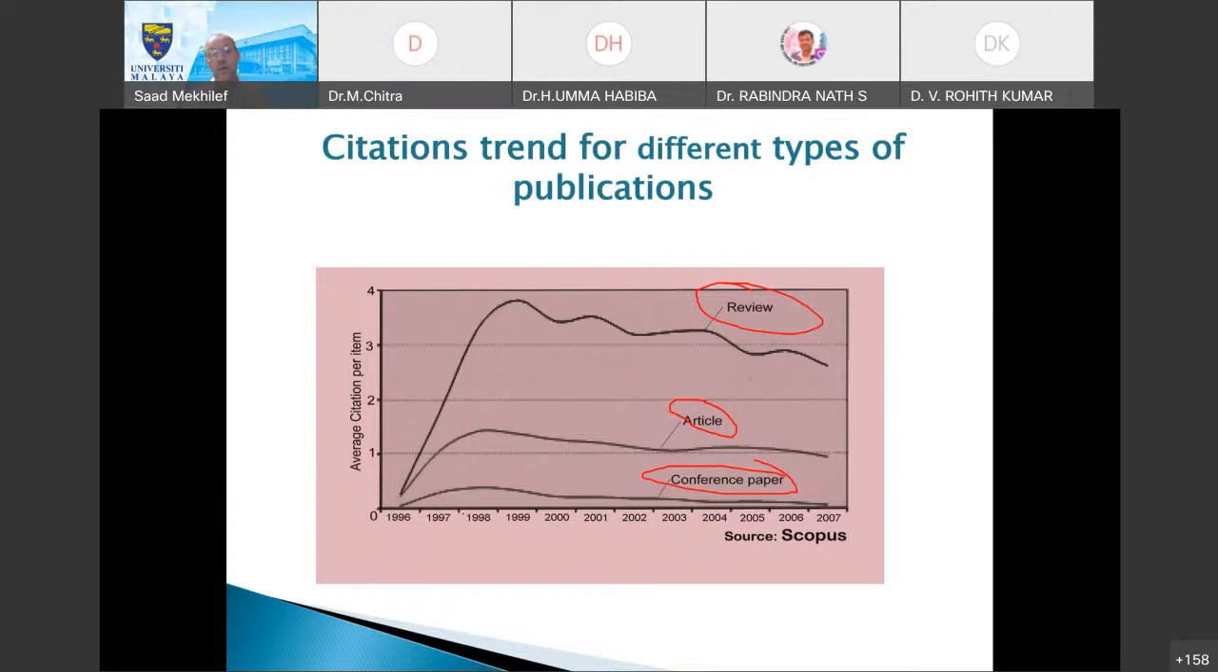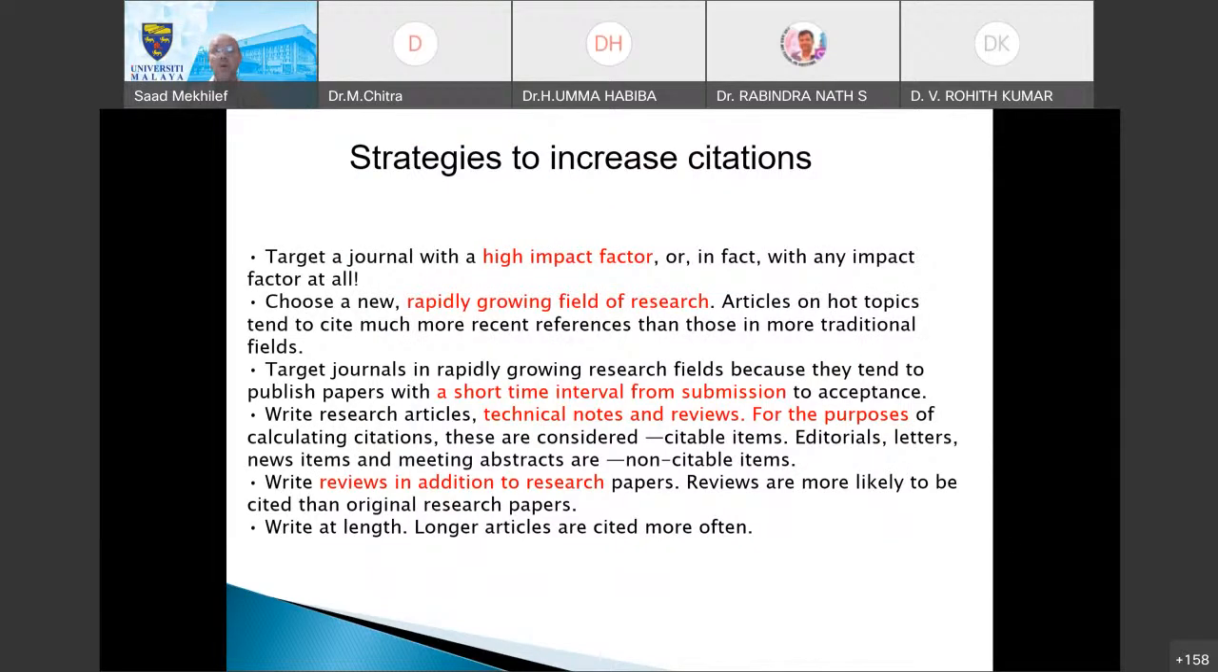Okay, so this is a very important chart, and even if you extend it to 2022, it is the same; the trend is the same. Okay, some strategies on how to increase the citations. By increasing the citations, I do not mean manipulating, fabricating, falsifying, or doing unethical things to increase your citations. No, I'm talking about the legitimate, right way.